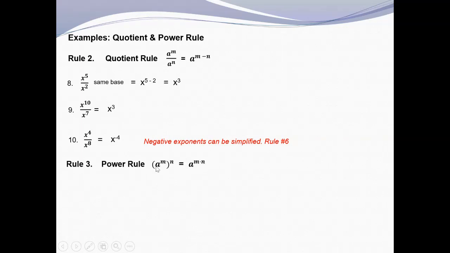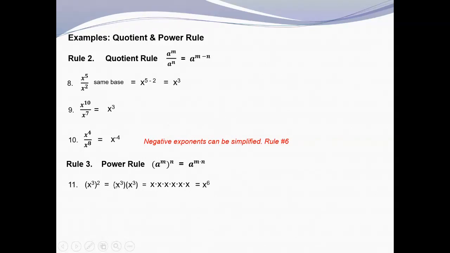Rule number 3 is called the power rule. If you have a base power raised to another power, you multiply the powers. So x cubed, parentheses x cubed, close parentheses squared, will give us x to the 3 times 2, will give us 6, right? Or you can do it this way, you can expand it. It will be x cubed times x cubed, which gives us x times x times x, right? 6 times will give us x to the 6.